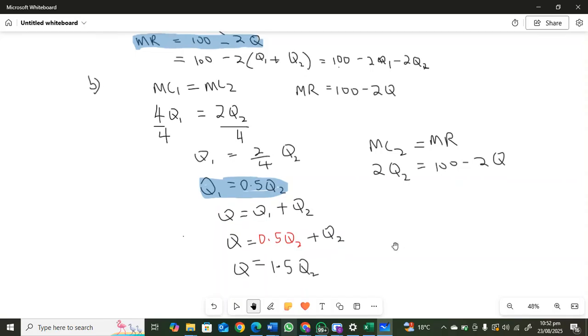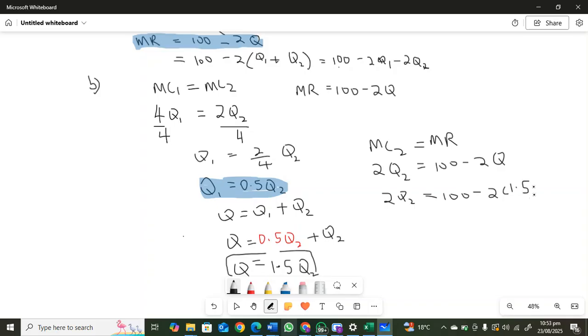Remember, Q is equal to 1.5 Q2. So we substitute it here. We're going to say 2Q2 equals 100 minus 2 times 1.5 Q2. Then you'd say 100 minus 2 times 1.5, that is 3. So we have 3Q2.